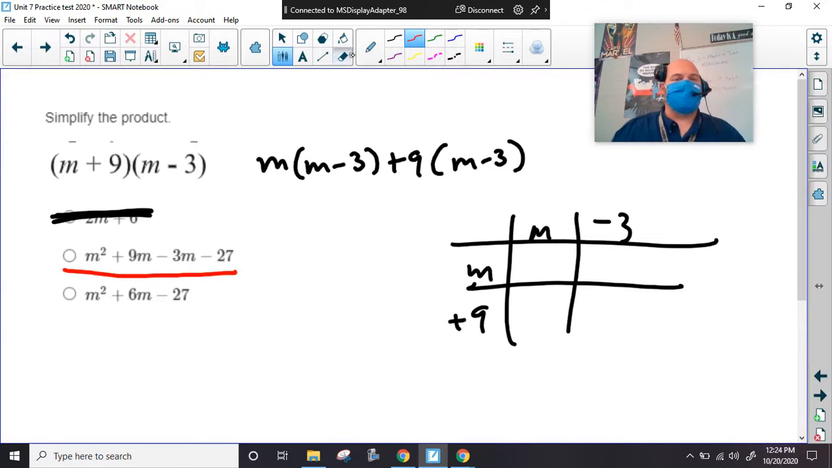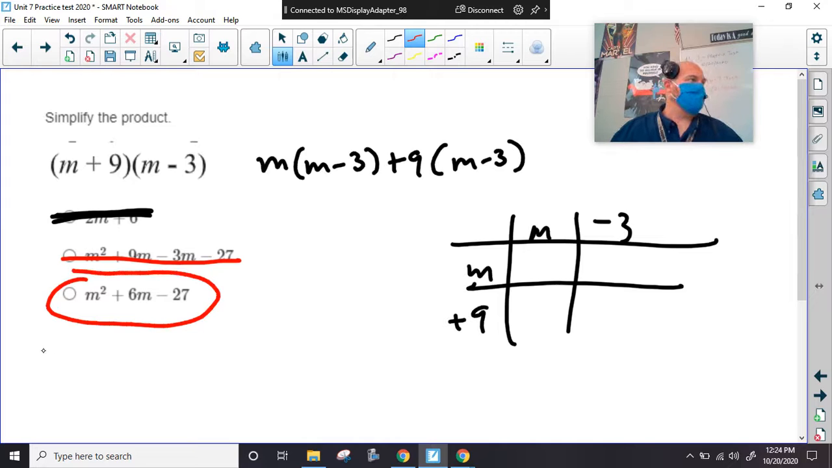Some people may have chosen this because they just, oh, that's what I got on my paper. Okay, that's not a choice. This is your actual answer right here. Okay, so make sure that you combine like terms before you submit and things like that. All right, good stuff. Good things, Roll Tide.